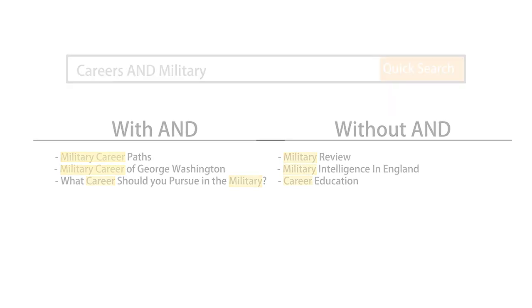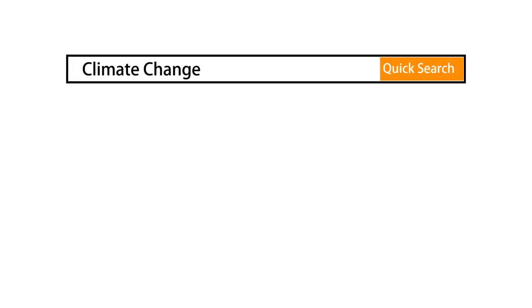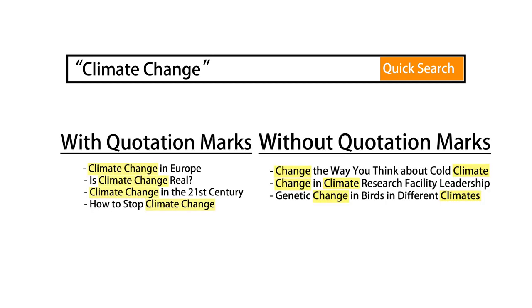If you're searching for a phrase like climate change, always put quotation marks around the words. This tells the search engine to only return results that have those exact words in that exact order. Without quotation marks, the search engine will look for those words separately and you'll get a lot more results.